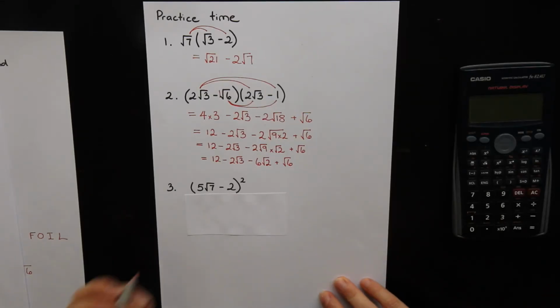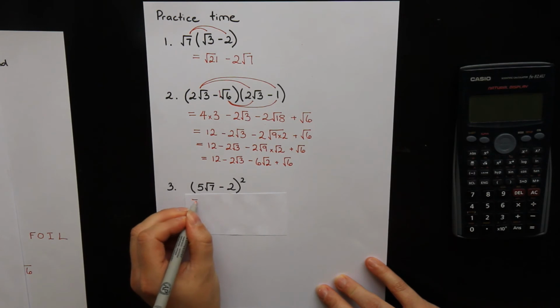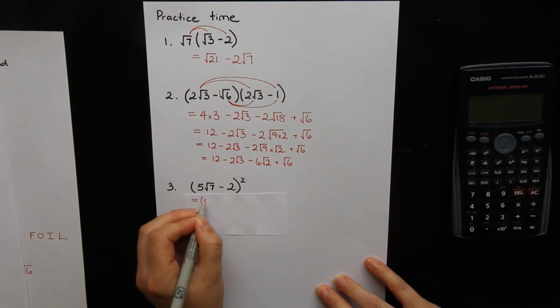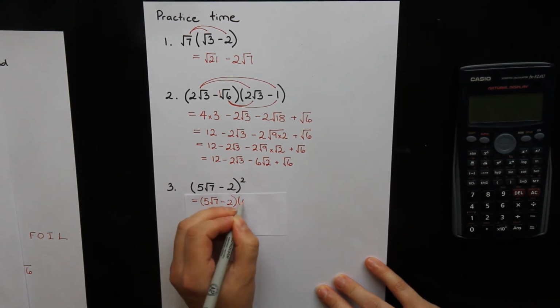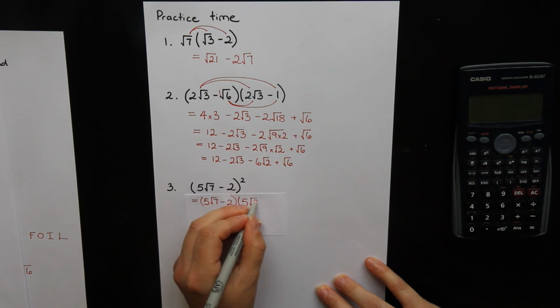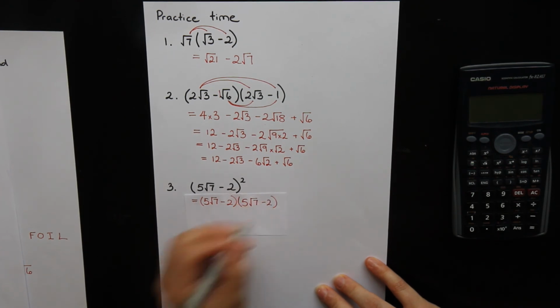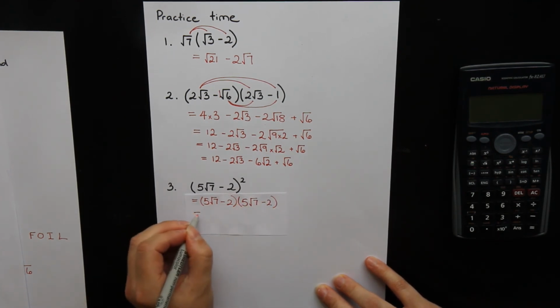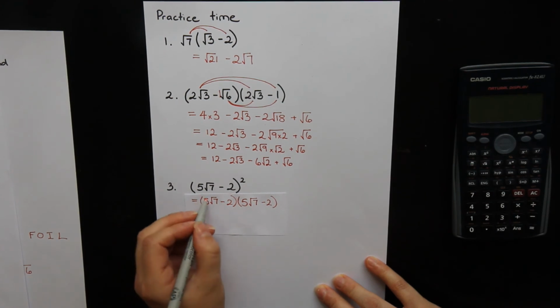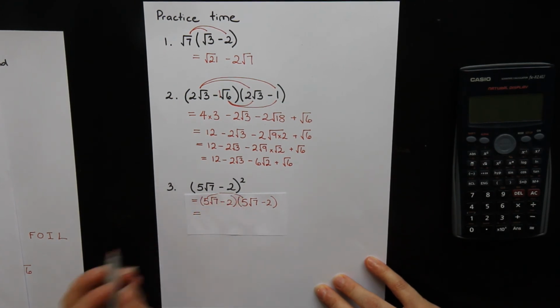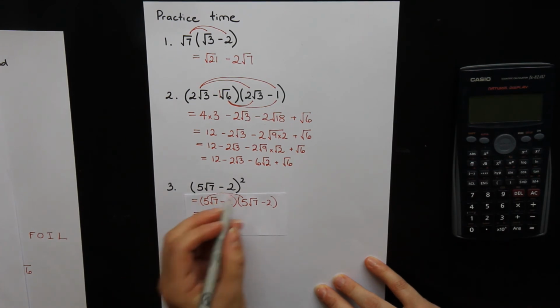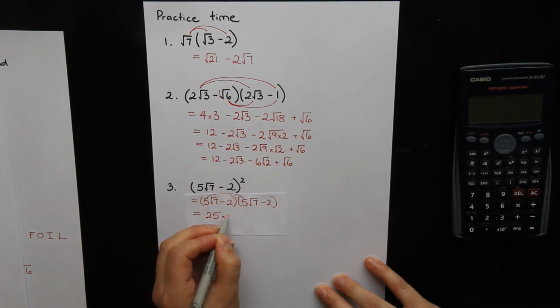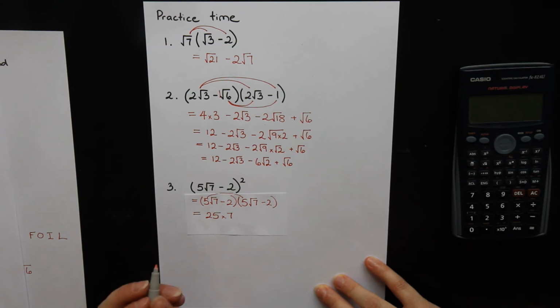Okay, question 3. Let's do this the long way, but hopefully some of you will be trying it the short way as well. So write the bracket twice. There it is. Now let's do our FOIL. So 5 times 5 makes 25. Root 7 times root 7 is 7. The square roots cancel out.